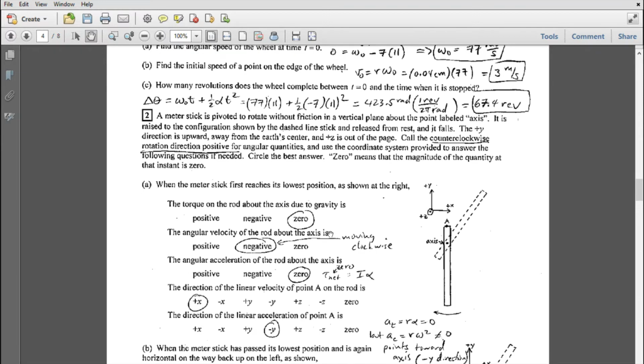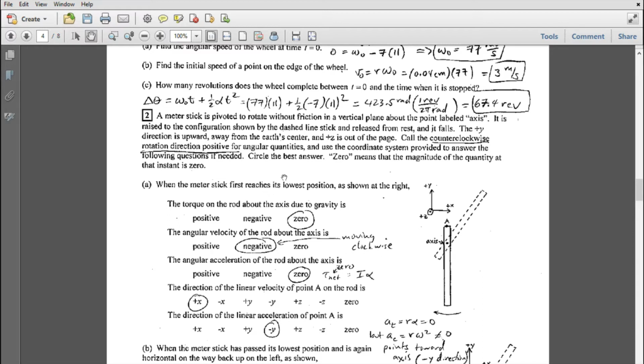2. A meter stick is pivoted to rotate without friction in a vertical plane about the point labeled axis. So here it is. It is raised to the configuration shown by this dashed line there and released from rest. And it falls, of course, so it's zooming by the bottom sometime later. The plus y direction is upward, away from Earth's center, plus z is out of the page. Call counterclockwise rotation direction positive for angular quantities. Okay, counterclockwise is positive, so it's going to be rotating, at least in this initial part of the problem, in the clockwise direction. That's a negative rotation direction.